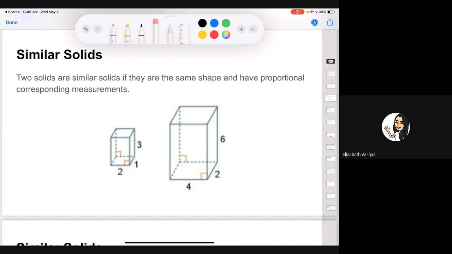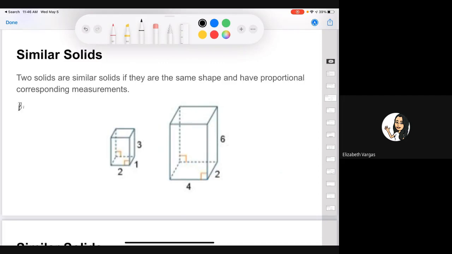Okay. So how do we know that solids are similar? So two solids are similar if they are the same shape. So these two are the same shape, right? They're both rectangular prisms. And they have proportional corresponding measurements. So basically, the sides are being increased by a scale factor. And so we can identify the scale factor of this.